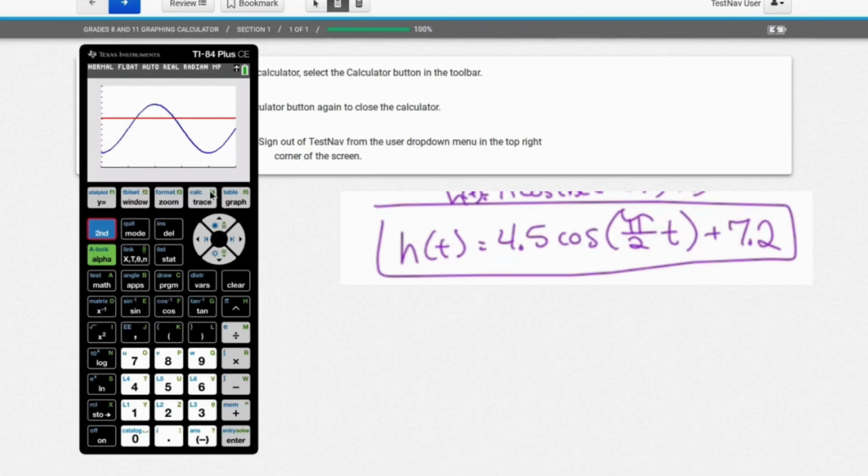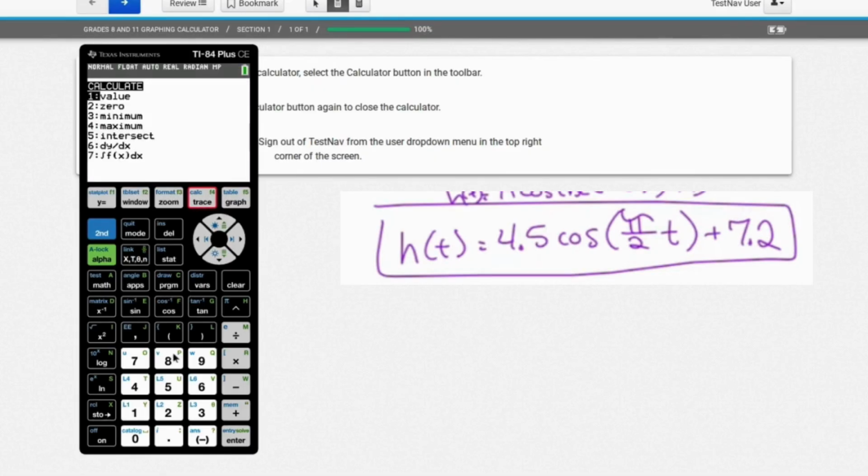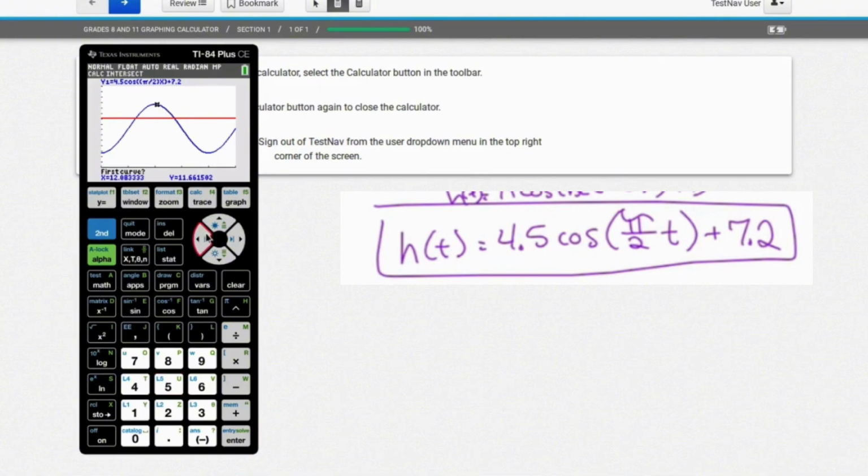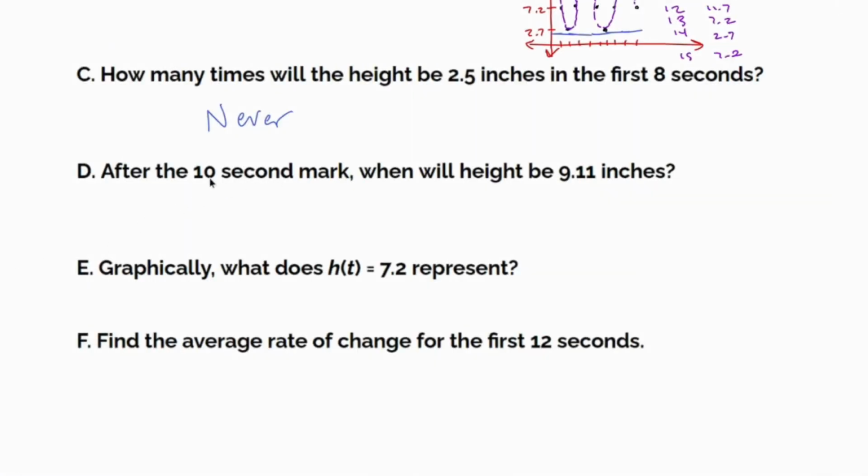So let's find the intersect: second, trace, intersect is 5. Let's go just to the left of where it first intersects, like right there, and just to the right of it. Always enter for guess. On 11.279. All right, so after the 10-second mark, pretty quickly after that, at 11.279 seconds, we got our height to be 9/11.